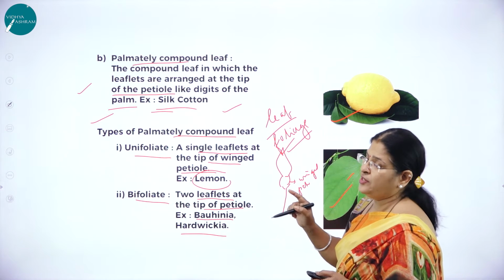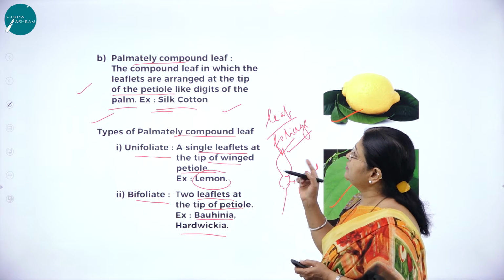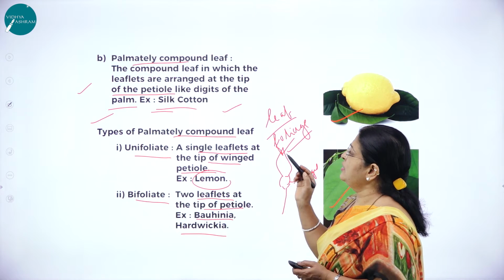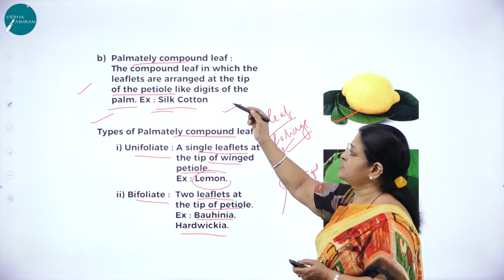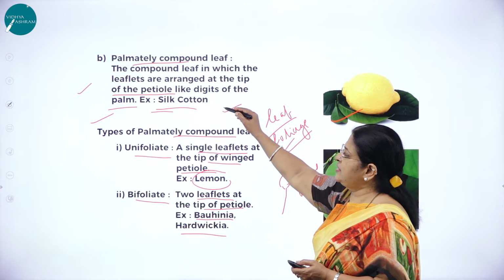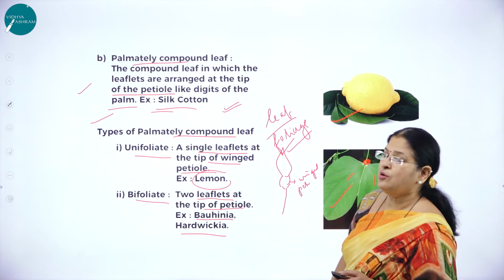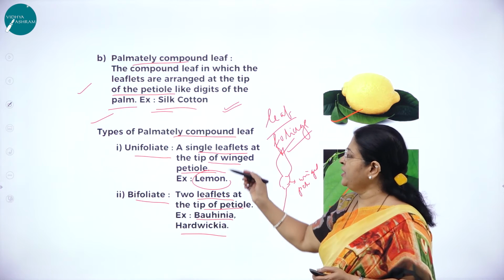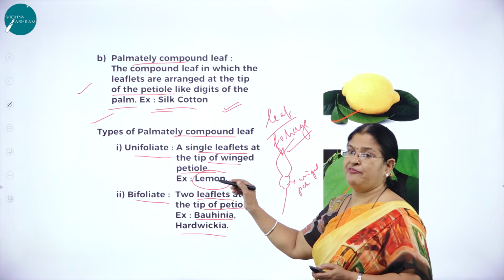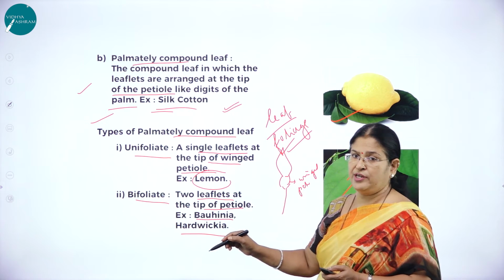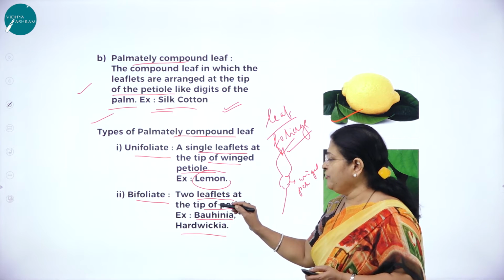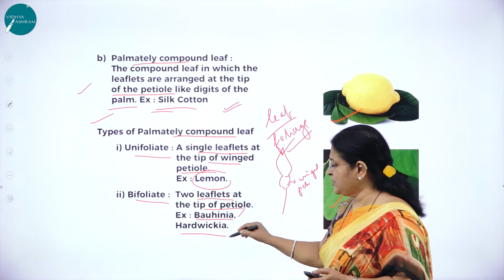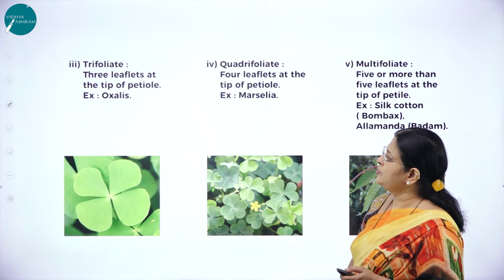Palmately compound leaf. What do you mean by palmately compound leaf? The compound leaf in which the leaflets are arranged at the tip of the petiole like digits of the palm. Hence it is called palmately compound. And classical example you can give is silk cotton. What are the types of palmately compound? Unifoliate and bifoliate. A single leaflet at the tip of winged petiole is called unifoliate. What do you mean by bifoliate? Two leaflets at the tip of petiole, example Bauhinia, or Hardwickia.